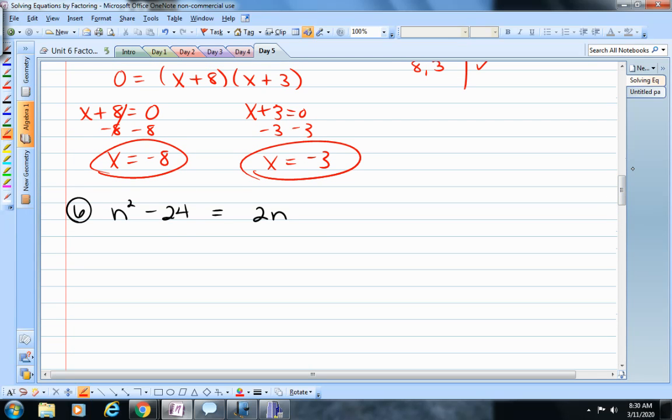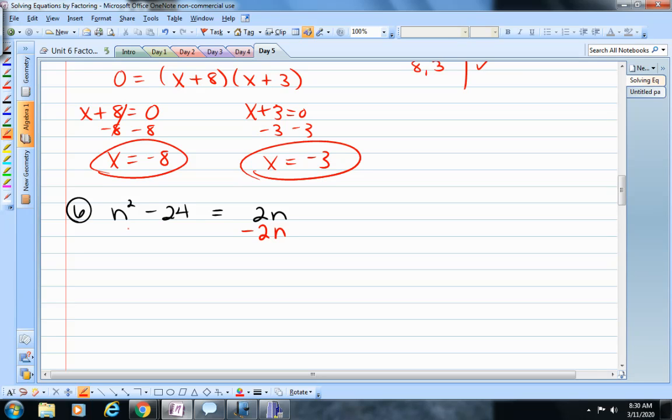Well, look at this little booger. Yep. First thing we got to do before we even factor is we got to get it equal to 0. How are we going to do that? Not divide by it. Subtract 2n. Where do I put it?